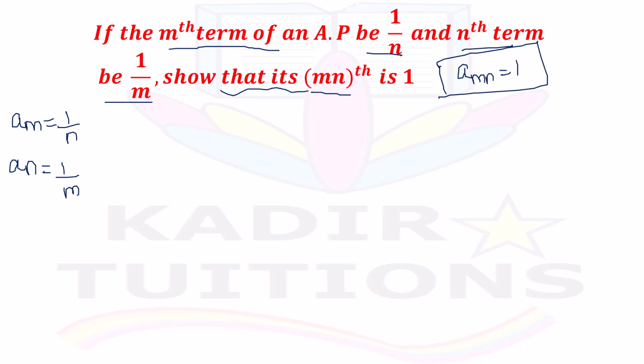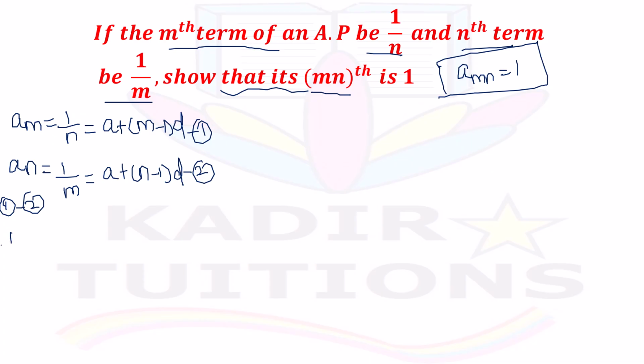Before that, we are going to proceed with this information, a_m and a_n. We will use the AP formula and write the expansion of it. So a_m can be written as a plus m minus 1 into d, and a_n can be written as a plus n minus 1 into d. Just mark the first equation and the second equation as 1 and 2. Now we are going to subtract 1 and 2.